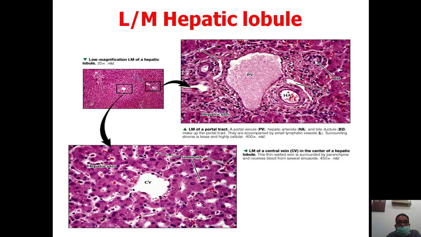Histology क्या difference होगी? Portal vein के endothelial lining है, but there is no tunica media visible. Larger lumen. Hepatic artery, narrow lumen with well-defined tunica intima, endothelial lining, well-defined tunica media, muscular layer around it. And then the bile duct, the lining is cuboidal epithelium.